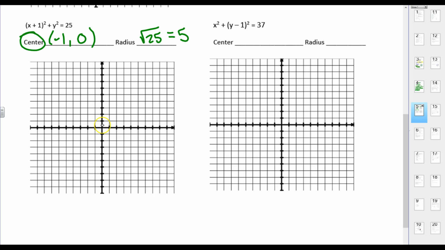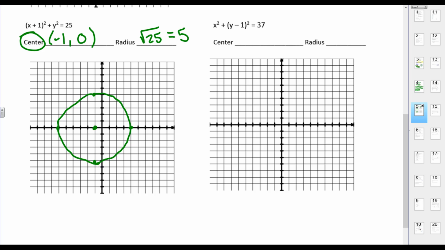So you're going to plot -1, 0. And we're going to go out 5 in each direction. 1, 2, 3, 4, 5. 1, 2, 3, 4, 5. 1, 2, 3, 4, 5, and 5 down. And we simply connect those 4 points to make our circle.